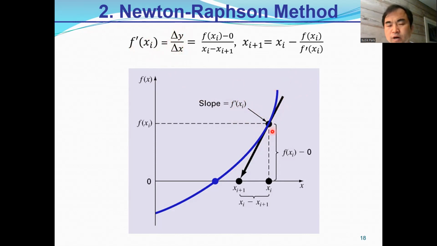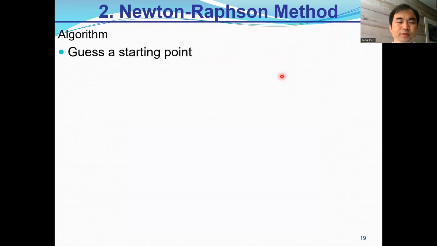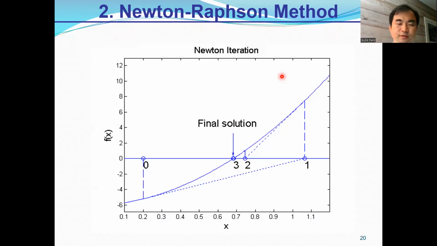And the delta y is what? f(xi) minus 0. This would be the delta y. And the delta x is xi minus xi+1. This would be the delta x. So using this equation, we can calculate xi+1. xi+1 equals xi minus f(xi) divided by f'(xi). This is the Newton-Raphson method algorithm.